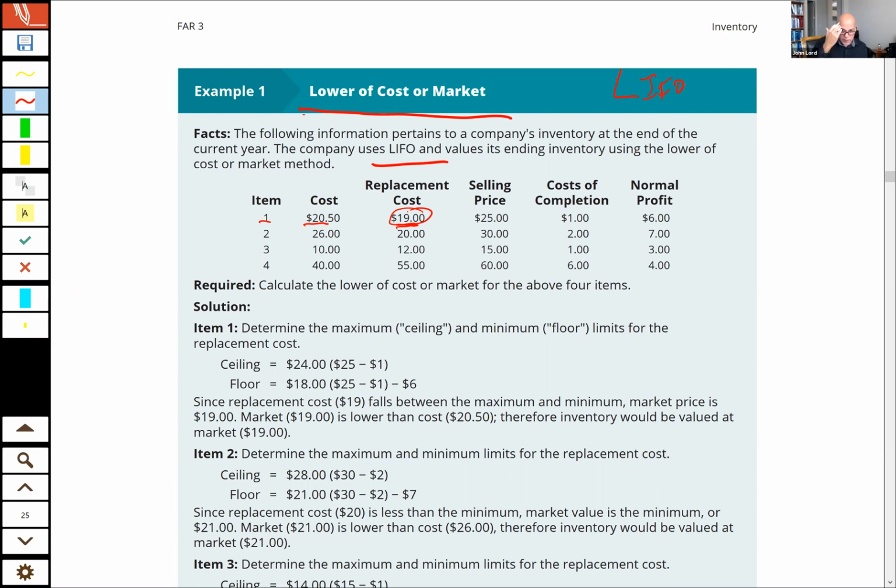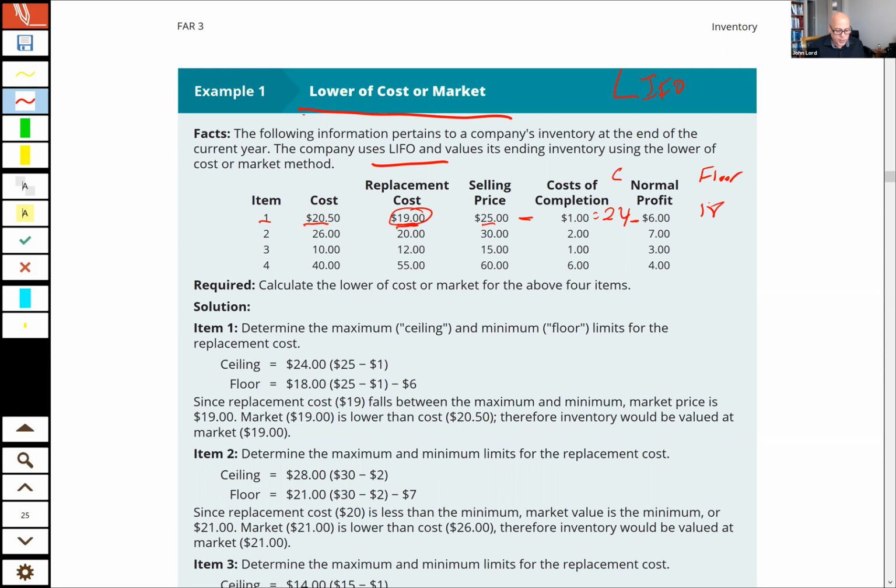Thus that flashcard, because if I don't know how to calculate ceiling and floor, I'm not going to be able to answer this question. So they would give me the selling price, and the cost of completion, for example, delivery cost, that sort of thing, is $1. So my ceiling here is going to equal 24. 25 minus 1 is 24. Then I have to subtract the normal profit, and that normal profit is going to give me the floor. 24 minus 6 is 18.